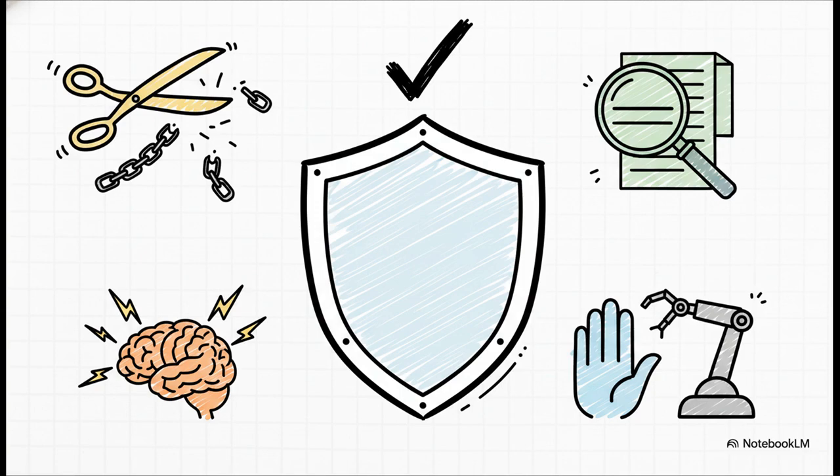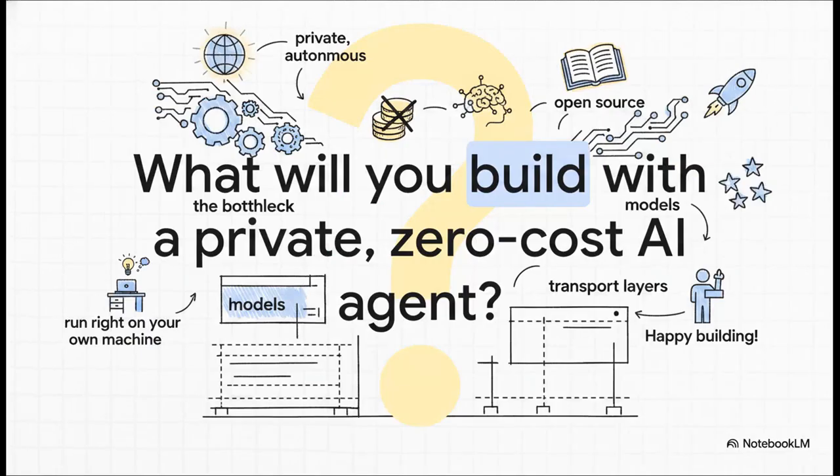Safety first, always. Well, there you have it. We've covered the bottleneck, the MCP standard, the transport layers, and the models that make it all happen. You now have the exact blueprint to run a completely private, zero-cost, autonomous AI agent right on your own CPU. The technology is here, it's open source, and it's incredibly powerful. So the only question left to ask yourself is, what are you going to build now?